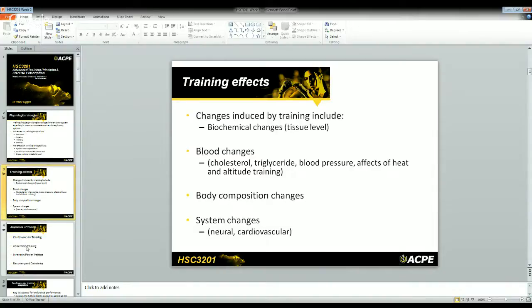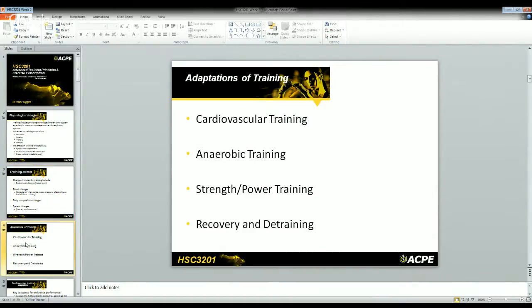Now, when we look at it, we've got a range of different training things that we're going to have to apply throughout a calendar year, whether it be an elite athlete or a recreational athlete. The sort of changes we're looking at is our cardiovascular, which is the heart and supplying blood, which inadvertently supplies oxygen to the working muscles. We're going to look at anaerobic. The difference is that with cardiovascular training, we're looking at endurance. Anaerobic is at high intensity.